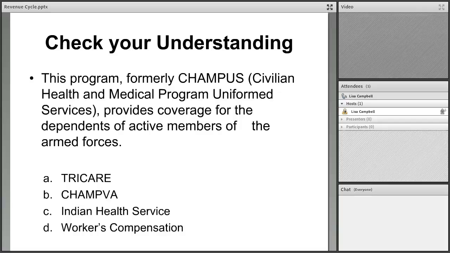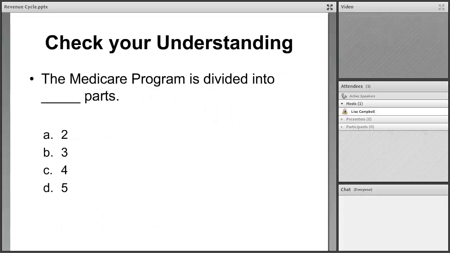This program, formerly CHAMPUS, provides coverage for the dependents of active members of the armed forces. Is it A, TRICARE, B, CHAMP VA, C, Indian Health Service, or D, Workers' Compensation? And because it is the active members, the answer is A, TRICARE.